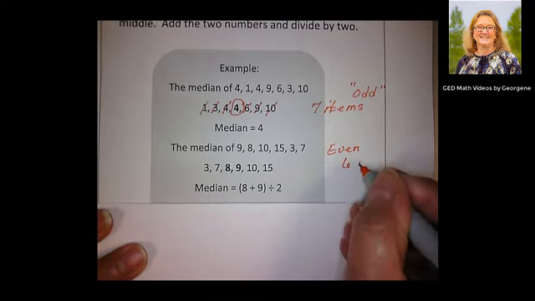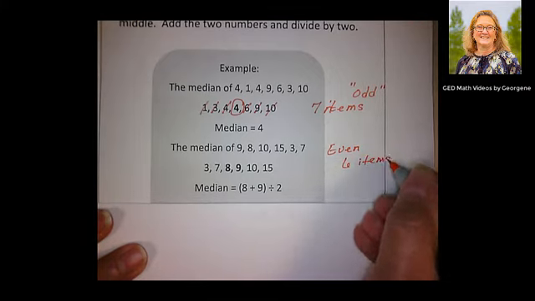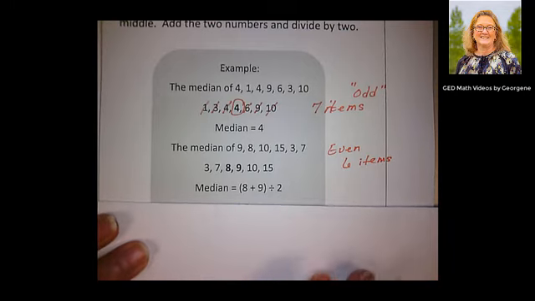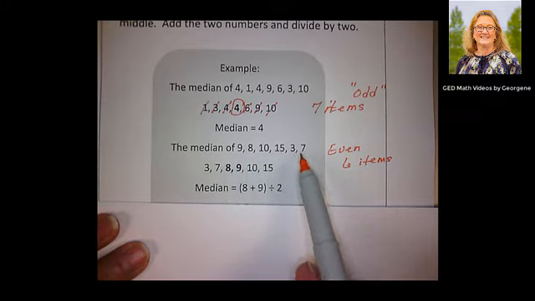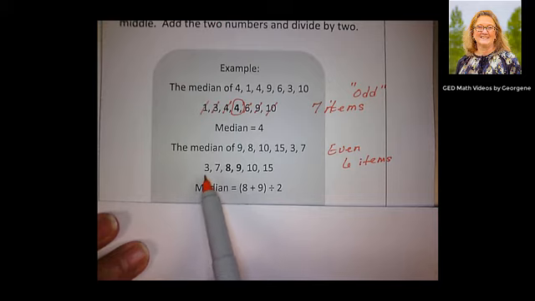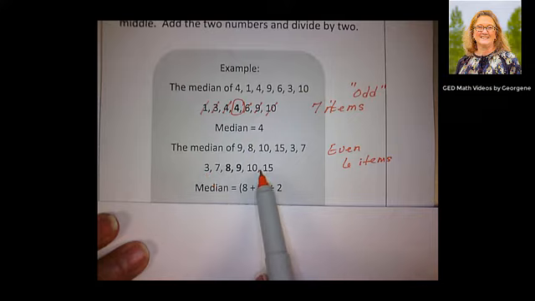We have 6 items, and let's take a look at that and find the median. So we've got a 9, an 8, a 10, a 15, 3, and 7. Again, we have to arrange all the data in numerical order. And so we've done that. We went from smallest to largest.